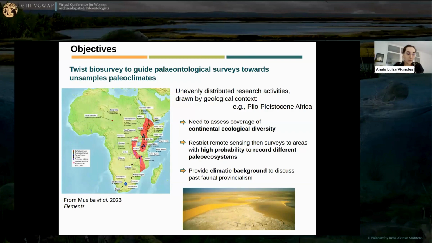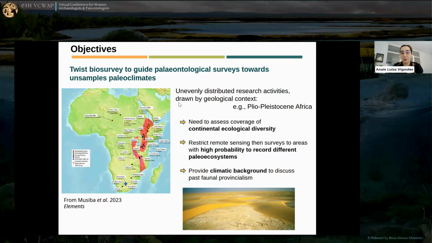So in this study, we twist biosurvey to guide paleontological surveys toward these unsampled climates. Why? Because we have unevenly distributed research activities drawn by geological context mainly, but also research focus on specific regions. Here you have a map of the Pleistocene Africa record, where we can see that it's very concentrated in certain parts of Africa.